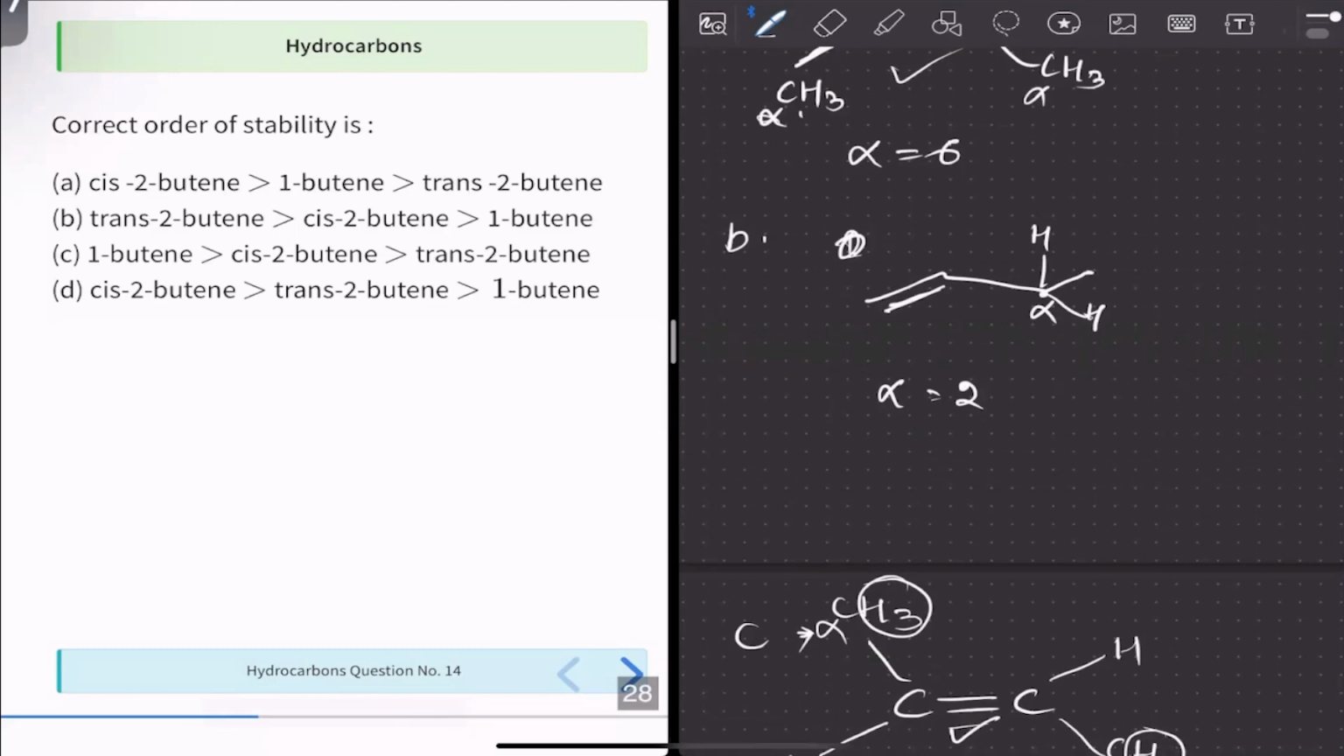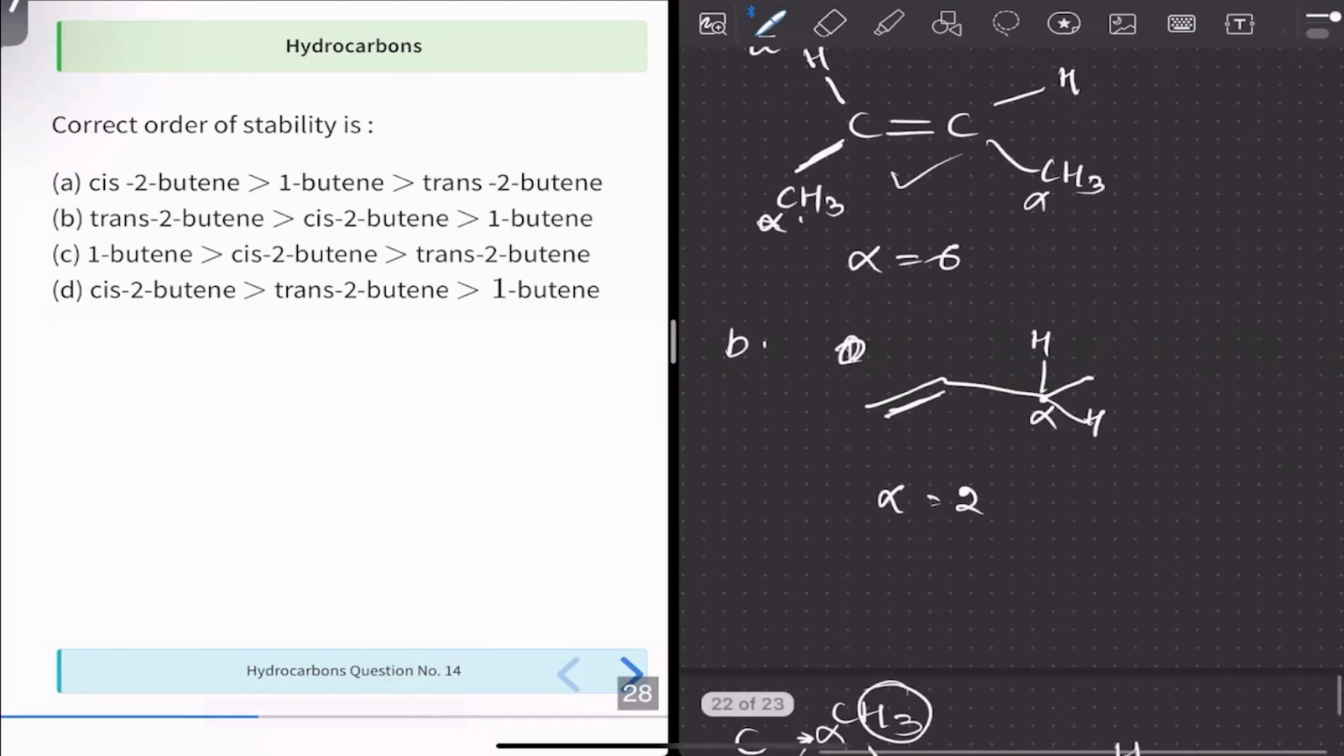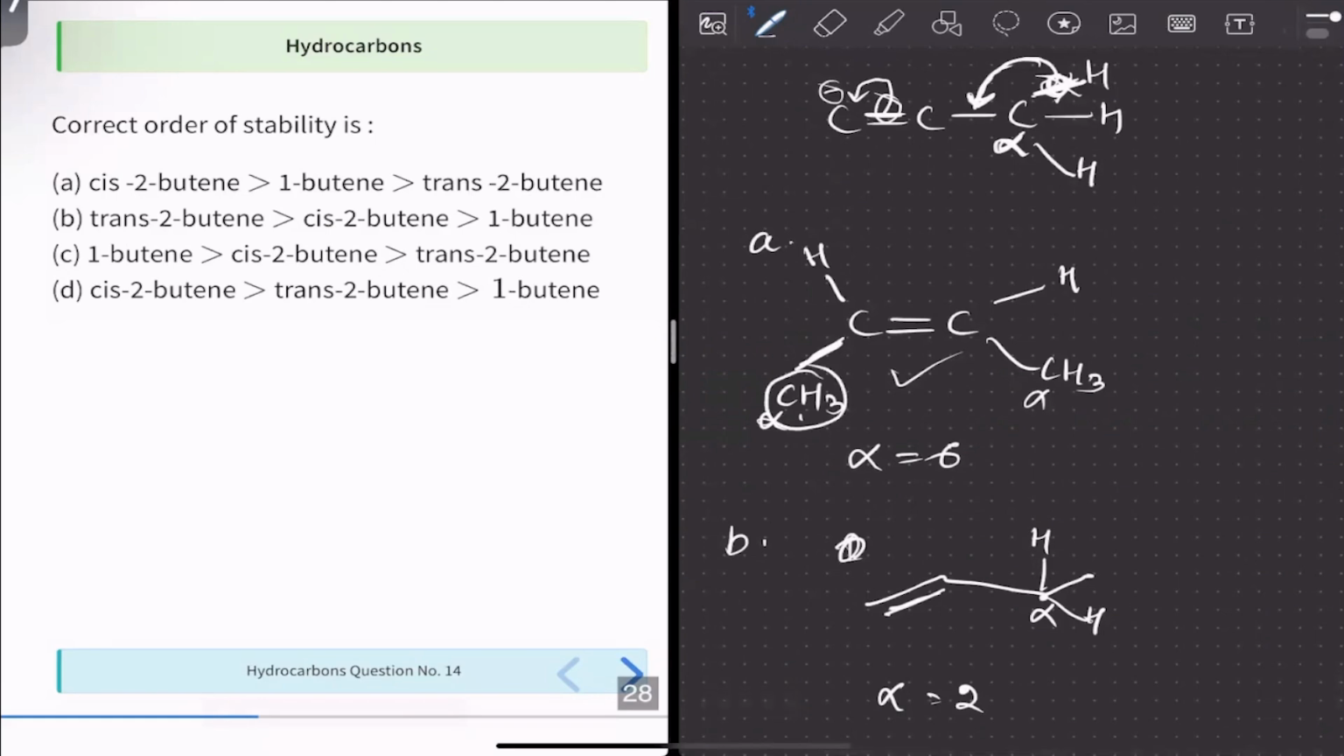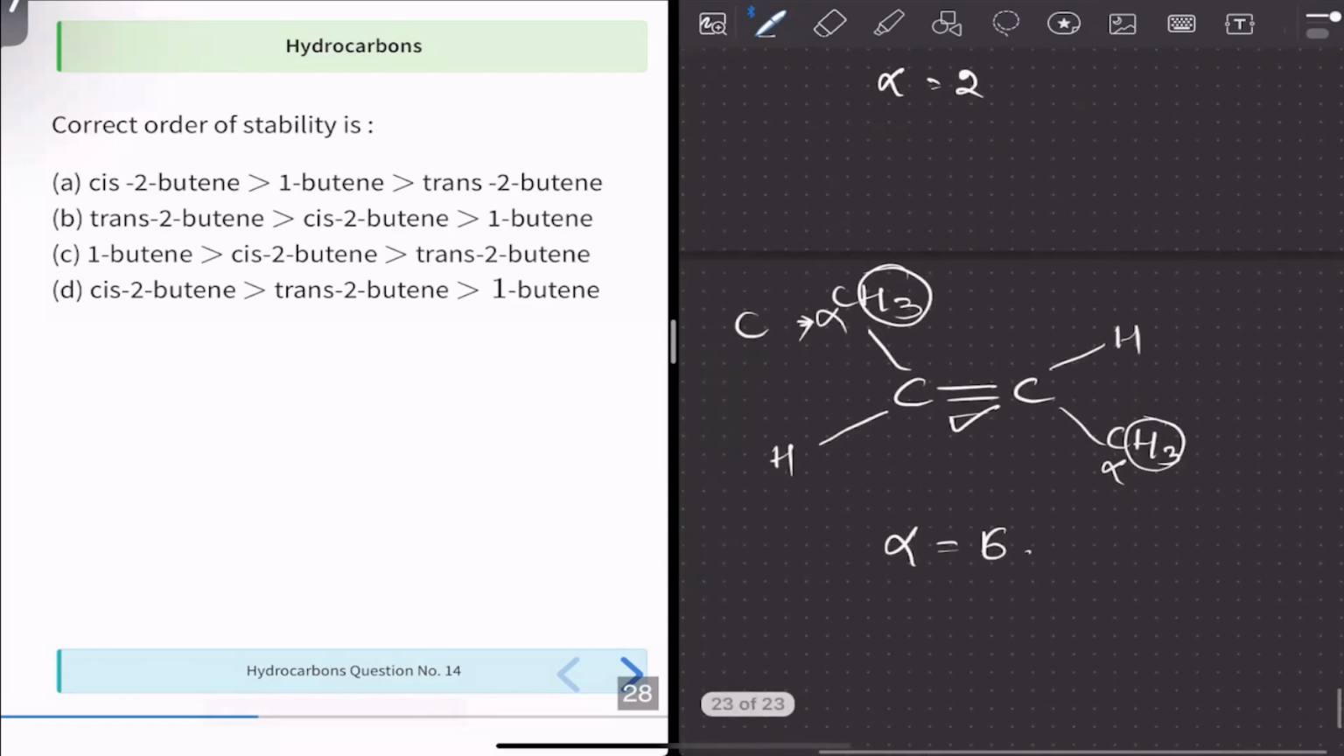But we have to decide between A and C. Both have the same number of alpha hydrogens, so we have to decide based on the position now. In cis, the CH3 groups are a little closer, so there will be more repulsion. But in trans, they are far away, so there will be lesser repulsion. So molecule C will be more stable than molecule A.